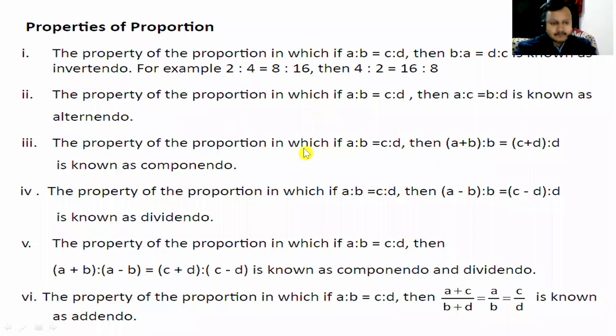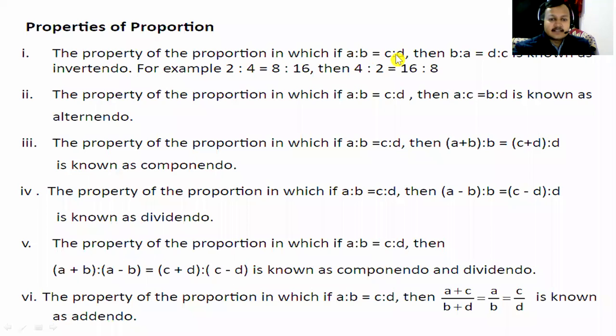Otherwise these are not necessary for the solution of both our exercises related to ratio and proportion and continued proportion. So look at this first property of proportion: A is to B is equal to C is to D. Then B is to A is equal to D is to C, known as invertendo, means the values are inverted.